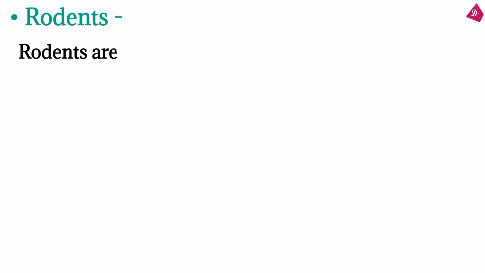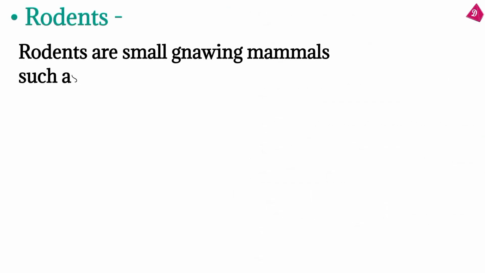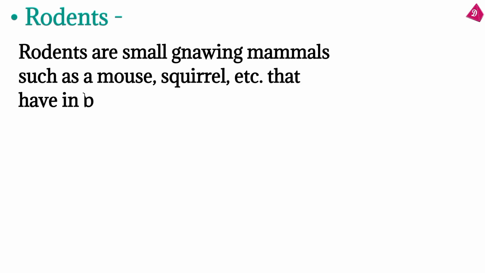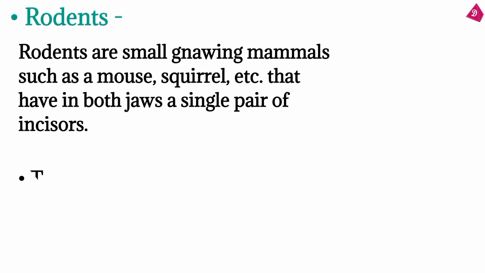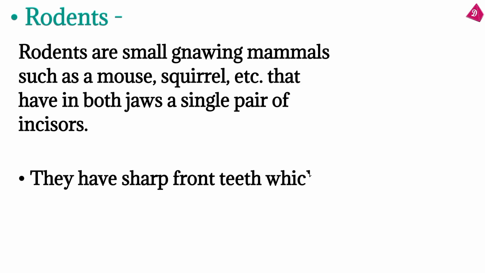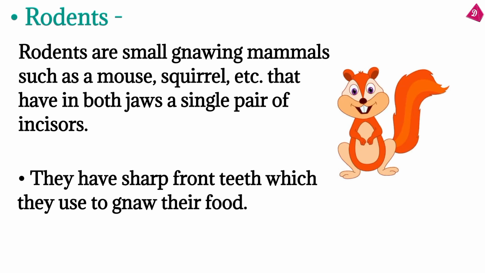Rodents. Rodents are small gnawing mammals such as a mouse, squirrel, that have in both jaws a single pair of incisors. They have sharp front teeth which they use to gnaw their food.